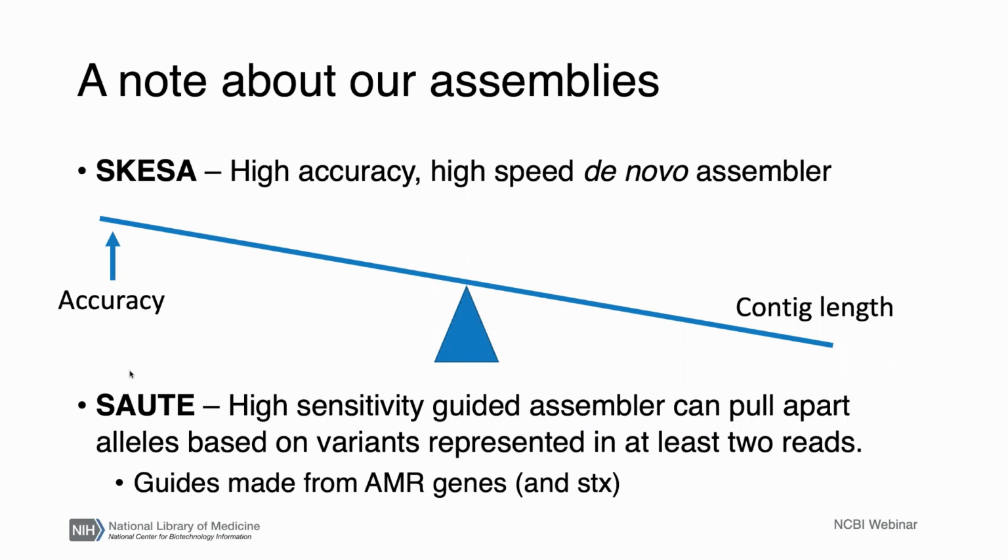And to increase sensitivity, we also use the Sauté guided assembler. So this is a high sensitivity assembler that can pull apart alleles based on variants represented in at least two reads. So if you had a well-known carbapenemase gene like KPC2, and we have isolates that have KPC2 and KPC3, both of these can be only one nucleotide apart, and Sauté is able to pull apart those multiple copies. And if that organism had two different genes that were only one nucleotide apart, we get the two different genes. The guides for the Sauté assembler are made from AMR genes and STX.